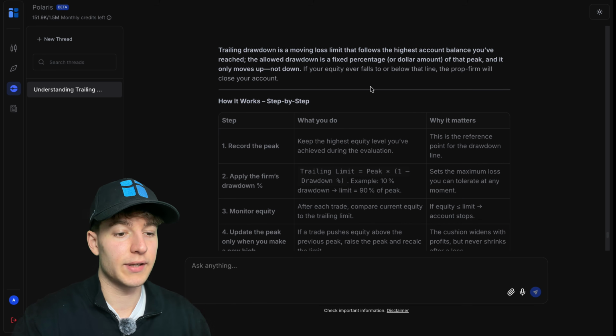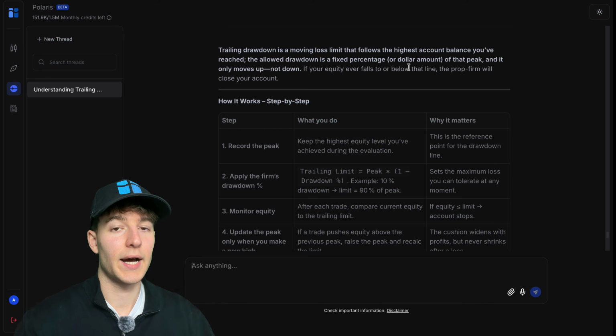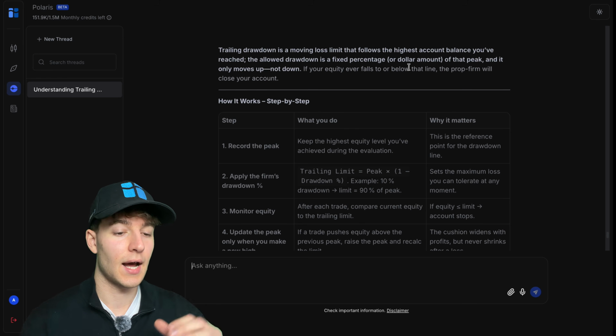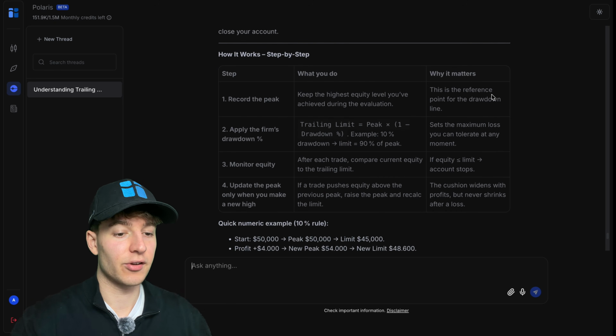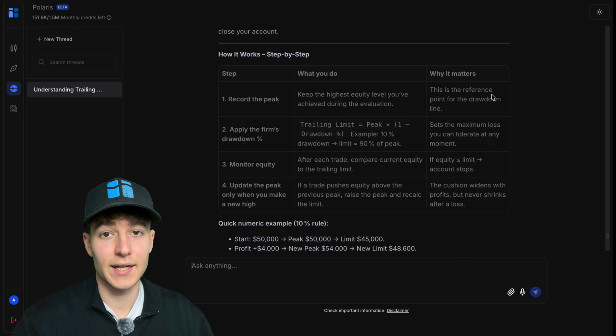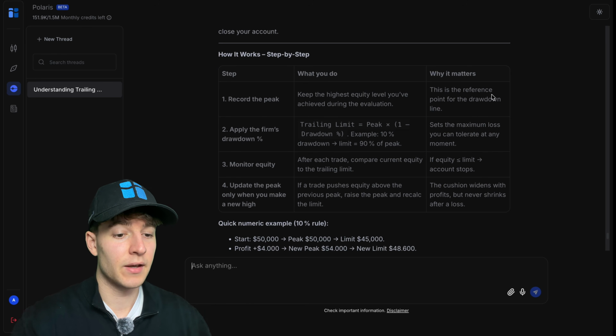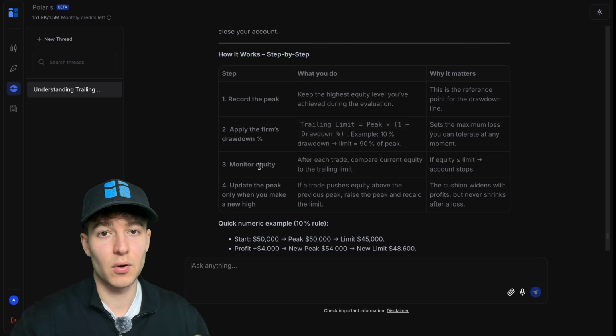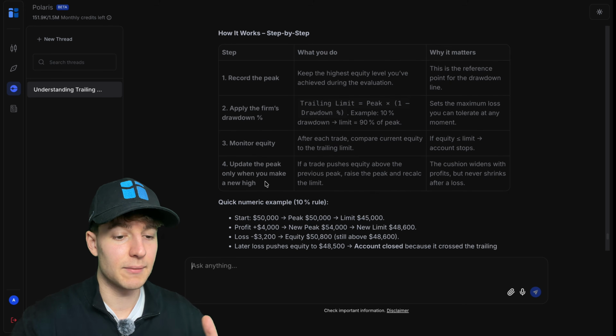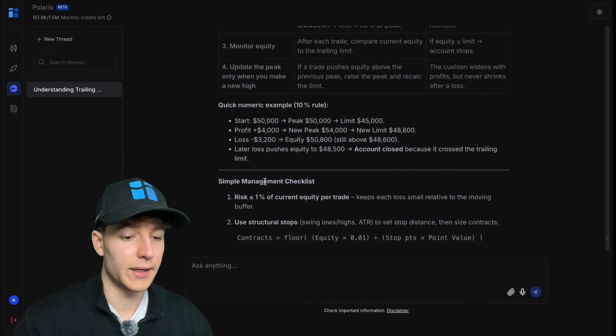It said trailing drawdown is a moving loss limit that follows the highest account balance you've reached. The allowed drawdown is a fixed percentage of that peak and it only moves up with your trading and not down. Here it's actually given us a table showing us exactly how it works step by step. So you want to note the peak, apply the firm's drawdown percentage, monitor your equity and update the peak only when you make a new high.